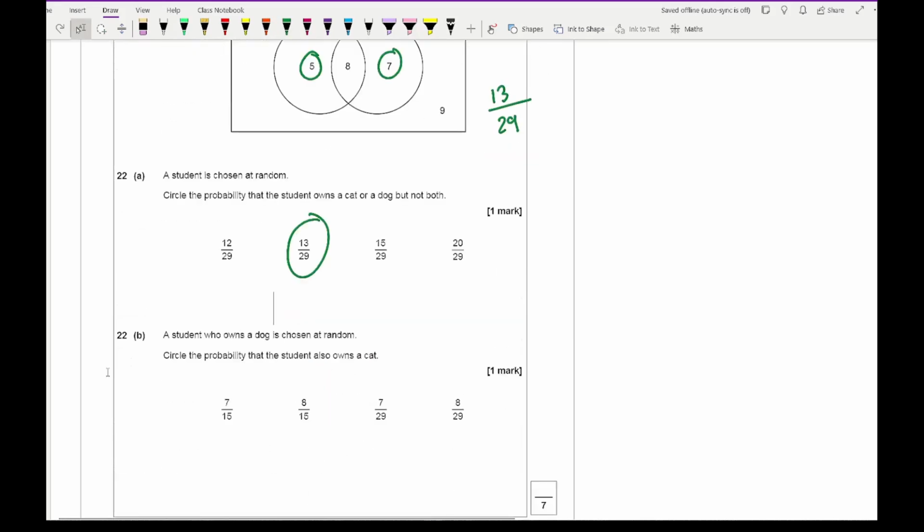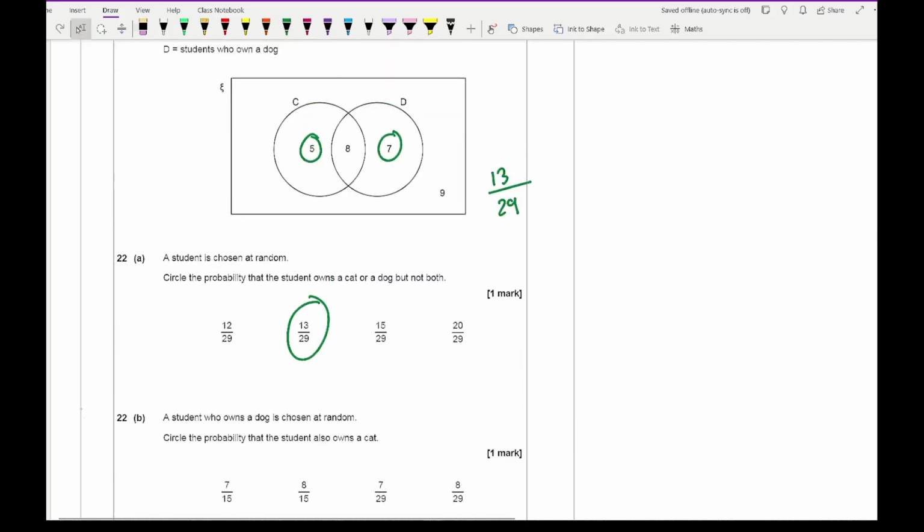For question 22b, it says that a student owns a dog, so if I just delete that and that, we're looking at this circle here only, because we know that they own a dog. It says circle the probability that the student also owns a cat. So it's going to be 8. So we're looking for 8 over 15, which is, again, our second option.